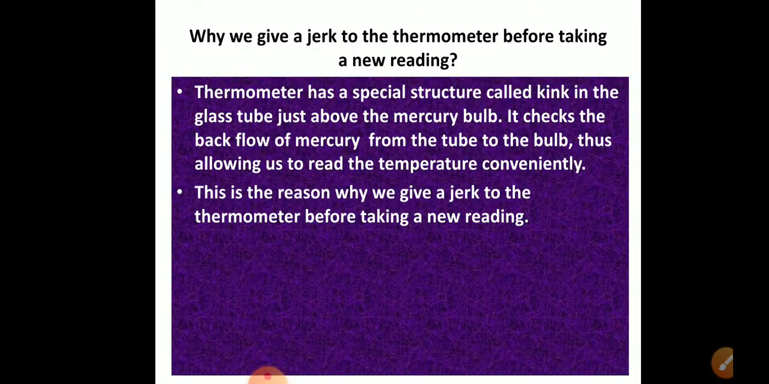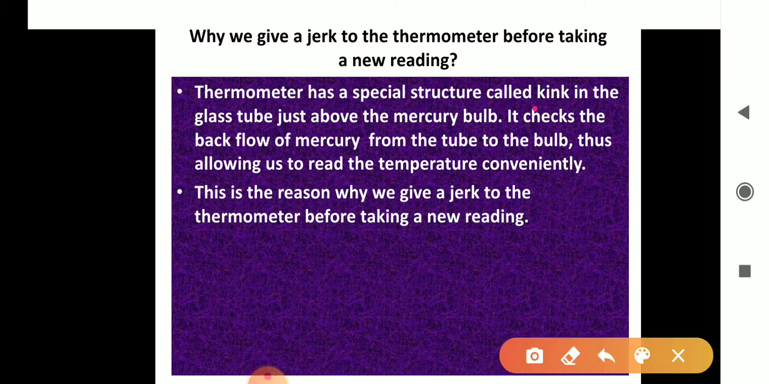Why do we give a jerk to the thermometer before taking a new reading? When we take a new reading, then we always give a jerk to the thermometer. Now see, the thermometer has a special structure, and that structure is called kink, in the glass tube just above the mercury bulb. This checks the backflow of the mercury from tube to bulb, thus allowing us to read the temperature conveniently.